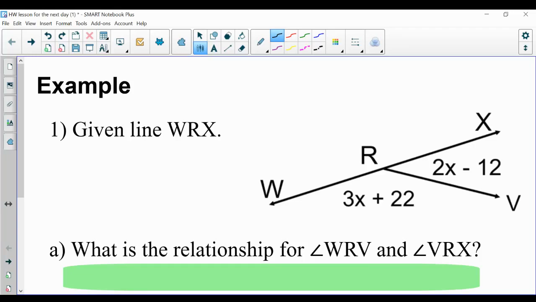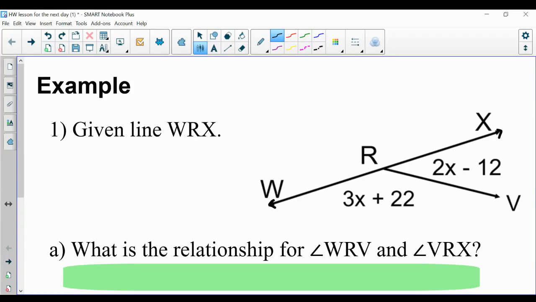Hello, let's look at number one together. Given line WRX. A line means a straight line here, so you can really see a straight line with two arrows here. That is a straight line. And let's look at 8.